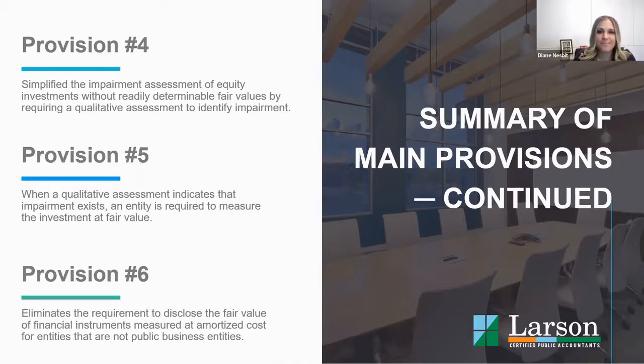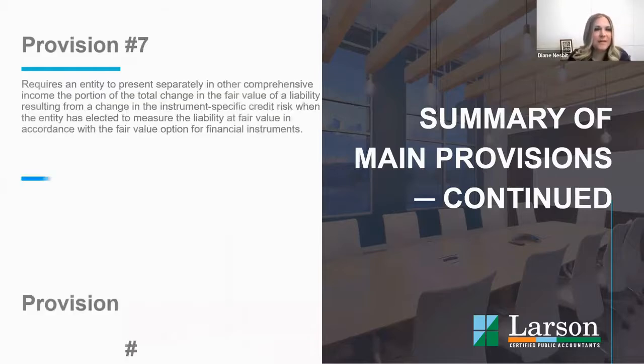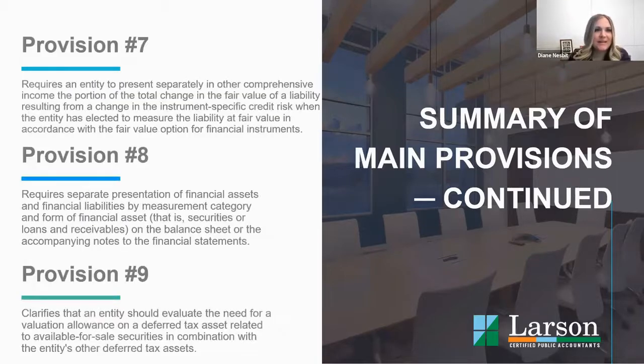And next, this update eliminates the requirement to disclose the fair value of financial instruments measured at amortized cost for entities that are not public business entities. So before, if you had held to maturity bonds that were at amortized cost, you still had to disclose the fair value of those bonds, for example. And now for private entities, that disclosure requirement has been eliminated. So that's helpful. One less thing you have to worry about.